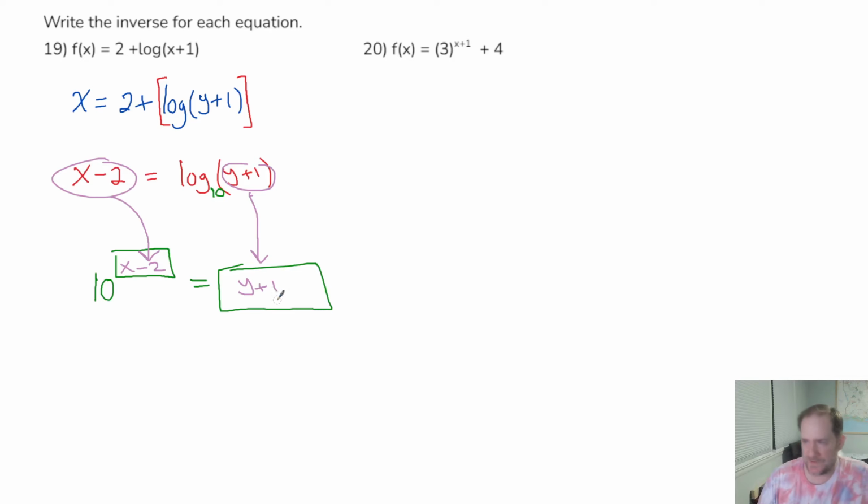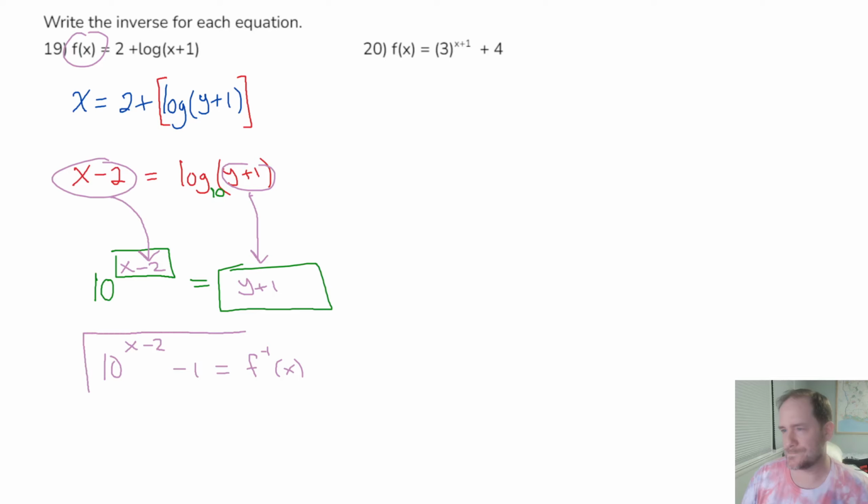So from here you could just subtract the 1 to get 10 to the power of x minus 2, minus 1. Sound good? Hope so. And that equals y. But we said we're going to flip-flop that. And instead of y, say f inverse. But we're done now. The inverse of this log function is this exponential.